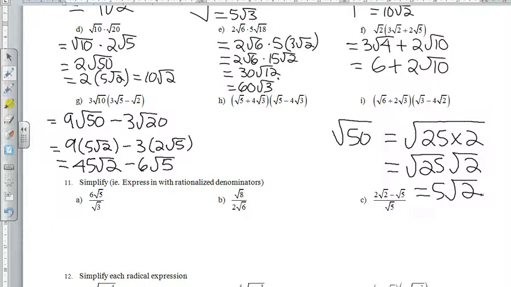Because we should get to the point where you look at root 8 and you just write down 2 root 2. You don't really have to think about it a lot because you're going to see a lot of root 8s. Or you look at root 50 and it's sort of the same thing.